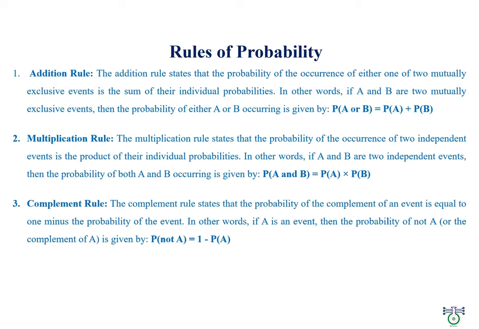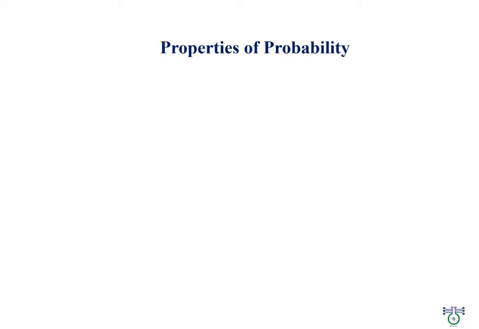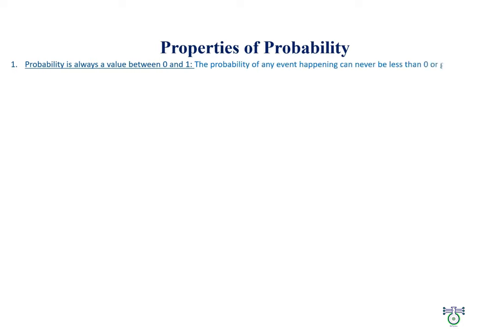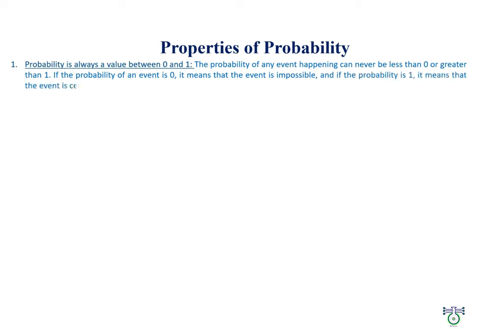And before moving ahead to problem solving question, we have one more important thing to understand, which is the properties of probability. Probability is always a value between 0 and 1. Let's understand. Probability of an event happening can never be less than 0 or greater than 1. If the probability of an event is 0, it means that the event is impossible. And if the probability is 1, it means that event is certain to occur.